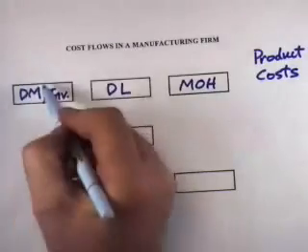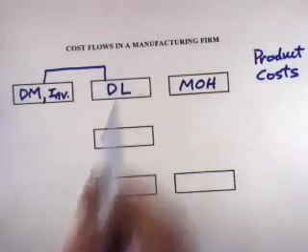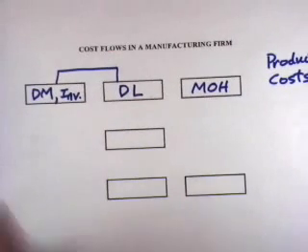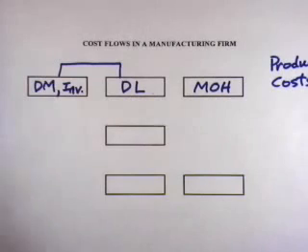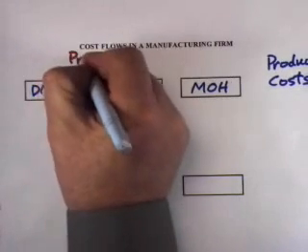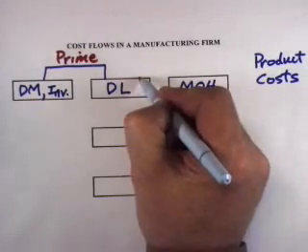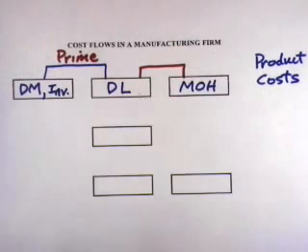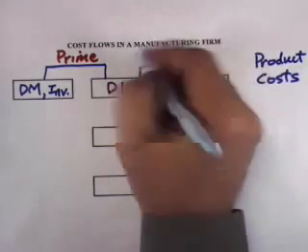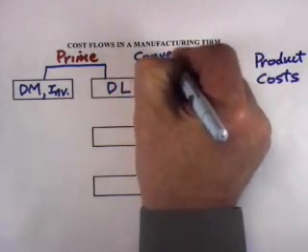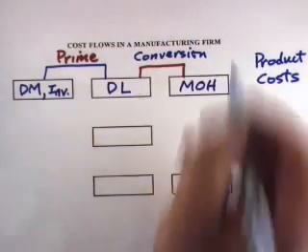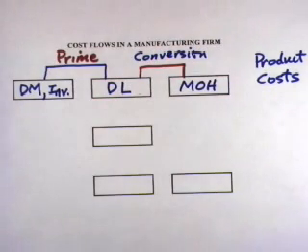If you take the first two, direct material and direct labor, and combine them, those two are sometimes referred to as prime costs, whereas direct labor combined with manufacturing overhead is often called conversion costs. Since direct material and direct labor are both direct costs, we call them prime costs.